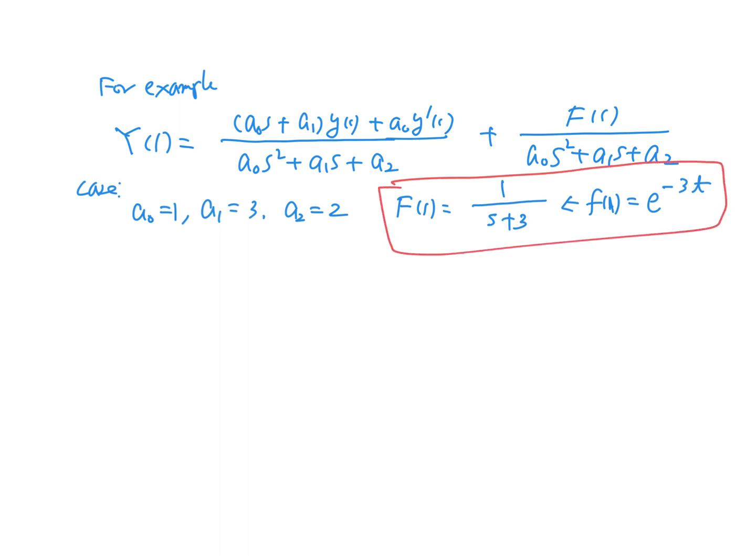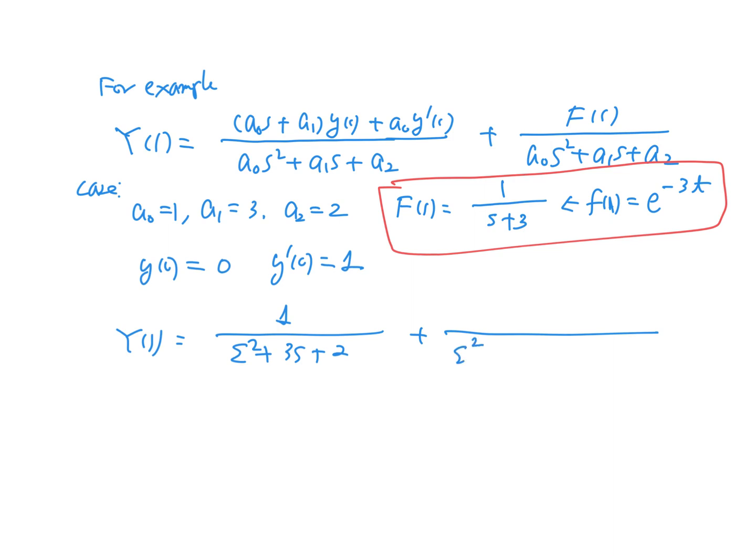And initial conditions. Let's just, how about y0? I'd like to make one of them 0 and one of them 1. Which one would you like to make 0? Maybe you can say the first one is 0, right? That's maybe easier. 0, 1, right? Then y of s is simply s squared plus 3s plus 2 and 1, right? Plus s squared plus 3s plus 2 times s plus 3.